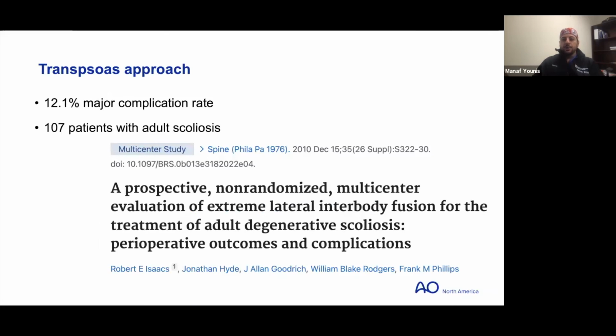Isaac et al. reported a 12% major complication rate, similar to that reported in the literature, among 107 patients who underwent lateral interbody fusion for the treatment of adult scoliosis.